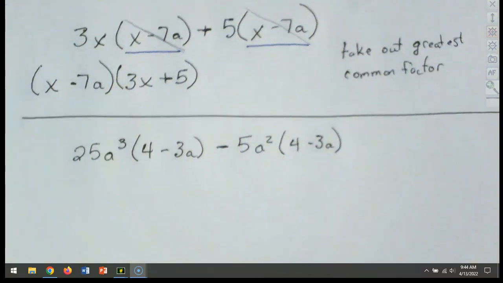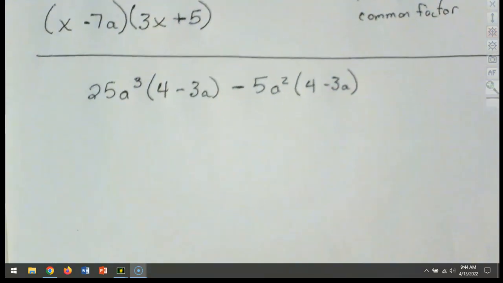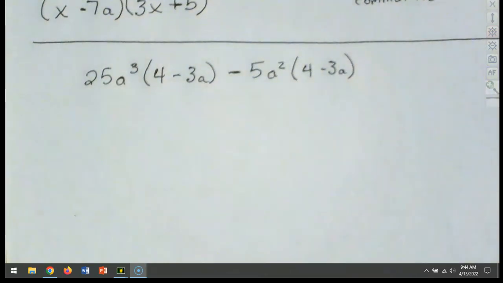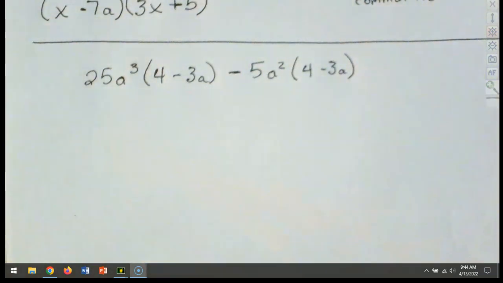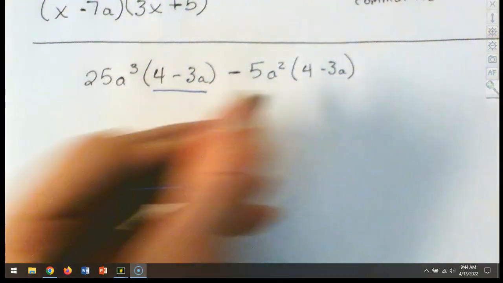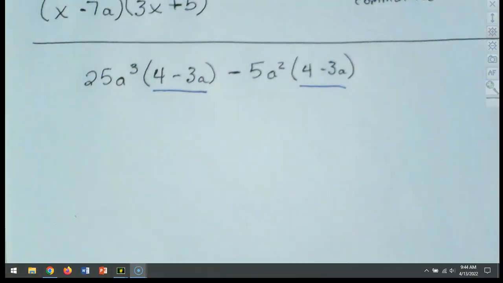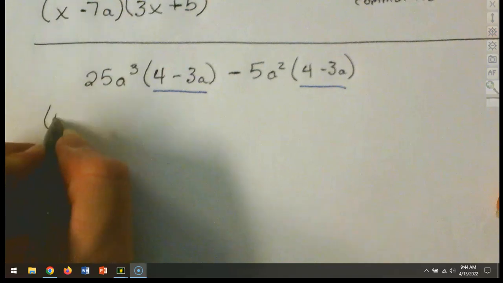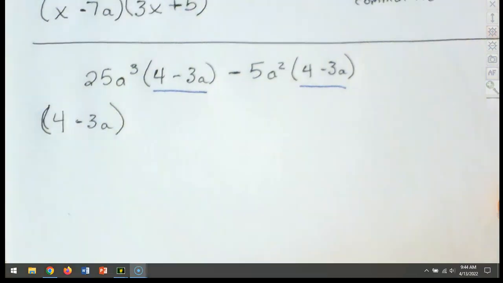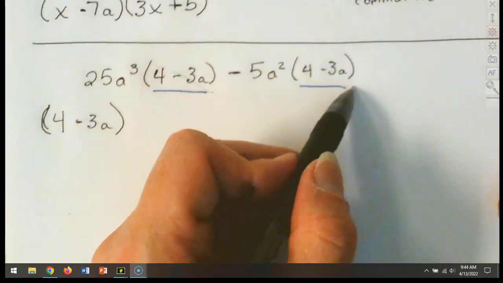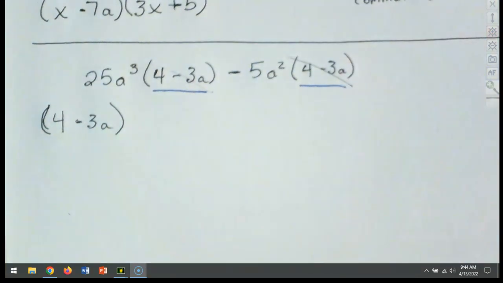So when I look at this, the first thing I notice is there are going to be two things I'm going to have to factor. I look at my numbers and I just see a 25 and a 5. So I know a 5 is going to have to come out eventually. But I always like to start with our parentheses, and I look at these parentheses and I see these are the same. So the first thing I would do is write it out in front. So out in front I have a 4 minus 3a. And so that's gone, and that's gone. All right, so that came out in front, and what's left over?